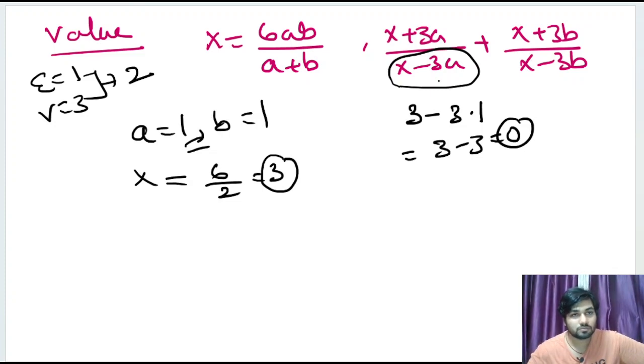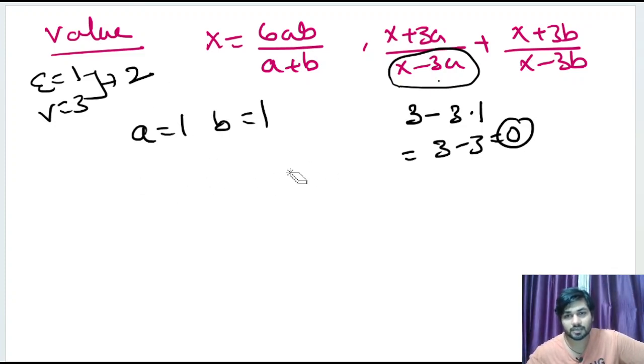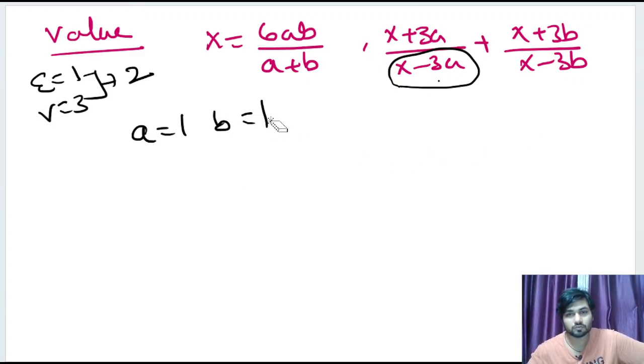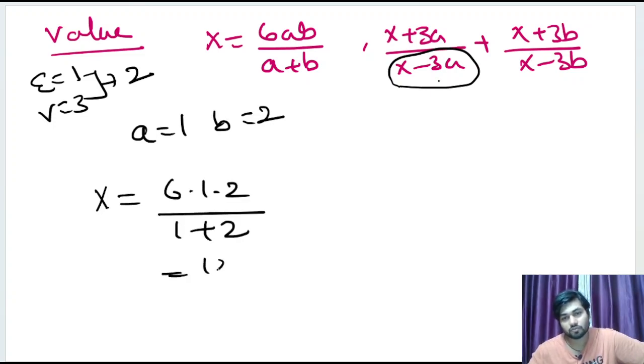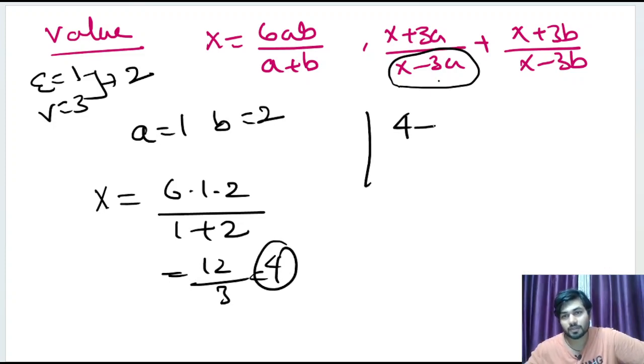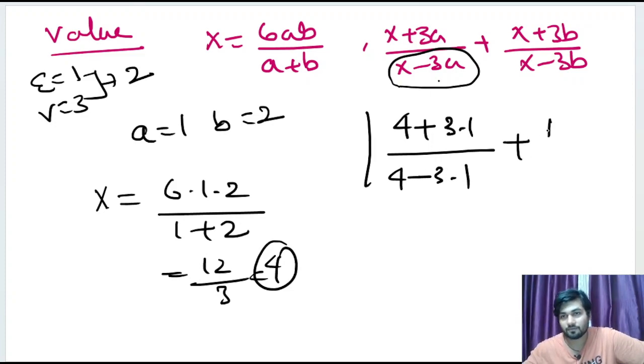So what can we do? We'll have to take some other values. Let's take a equals 1 and b equals 2. Then what will we have as x? 6 into 1 into 2 upon 1 plus 2. So 12 upon 3, which is 4, right? Now let's put this value here. 4 plus 3 into 1 upon 4 minus 3 into 1. Again, 4 plus 3 into 2 upon 4 minus 3 into 2.